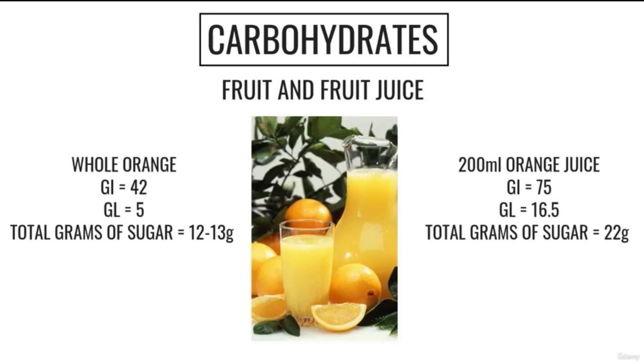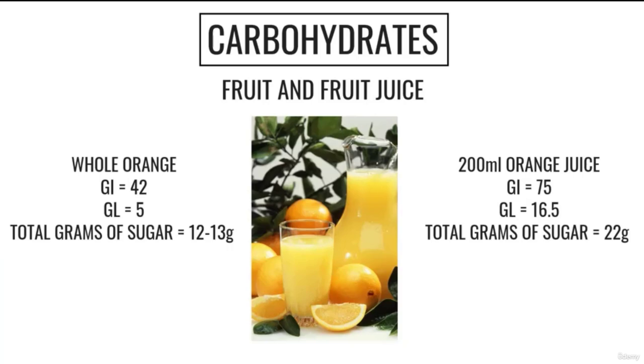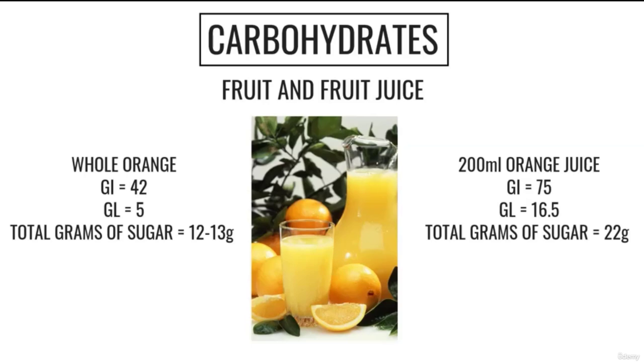If you compare the glycemic index of a whole orange to the glycemic index of orange juice, you will see that a whole orange is classified as low glycemic index, whereas the orange juice is classified as high glycemic index. So that means the amount of sugar that's going to be released into your system is significantly higher when you take it in a juice form. The amount of sugar that you have is a lot more. So think about one orange, which is generally what people would eat: the total grams of sugar is about 12 to 13 grams.